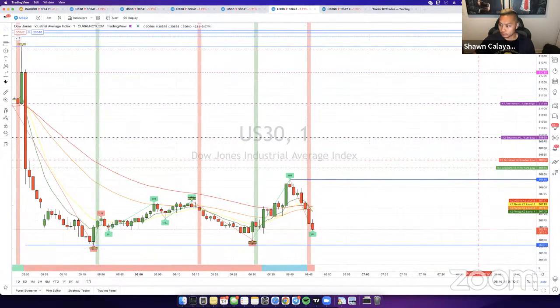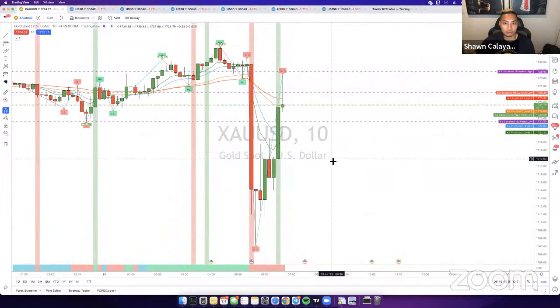Let's see, let me check the questions in the chat. So one question over here. Rashida said V1 forming on gold. I see. Yeah, if it closes red, then technically this could be a V1. If this candle here closes red.